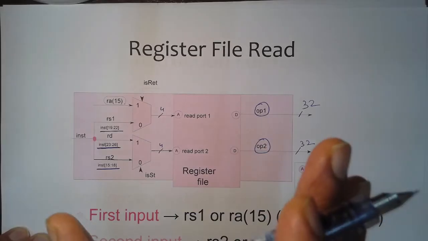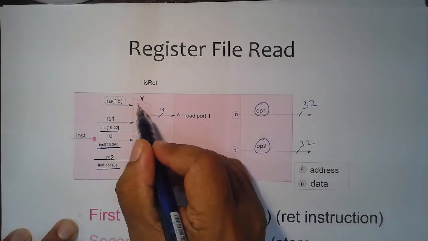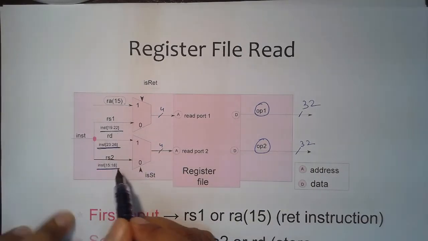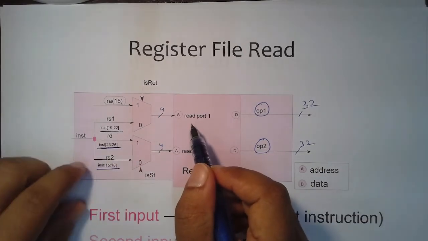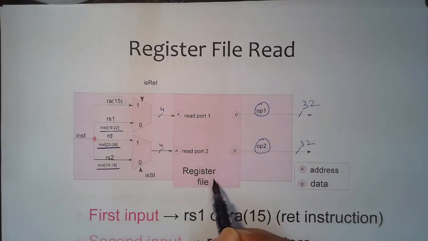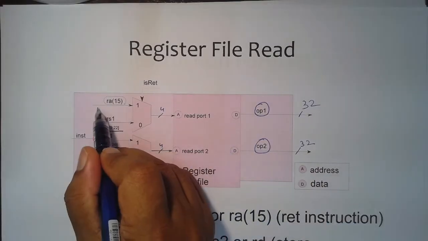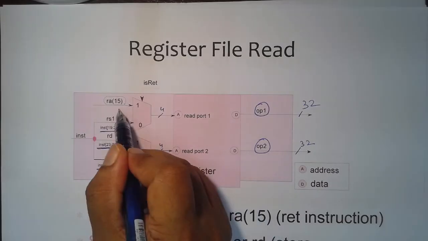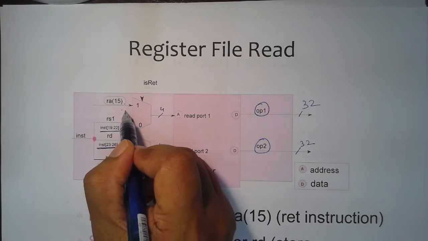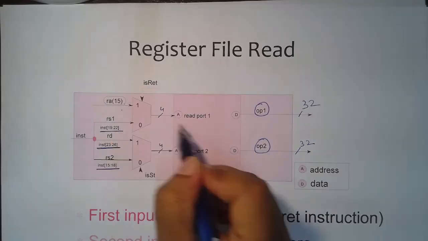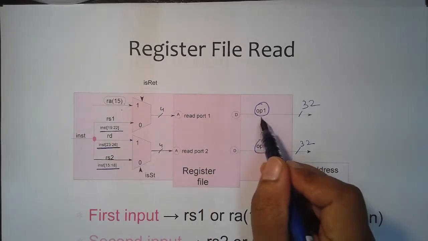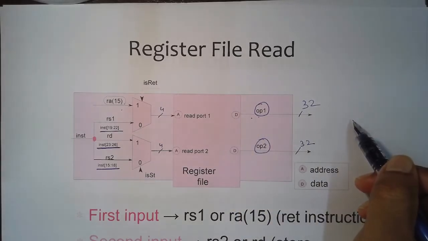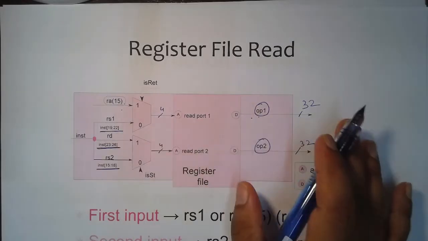To address that, I will not only simply have RS1 and RS2 as my two possible inputs coming to the register file in this stage. I might also have a situation where RA15 will come here, and I have to read the content of the return address, and accordingly that content I have to give out as the output of this stage.